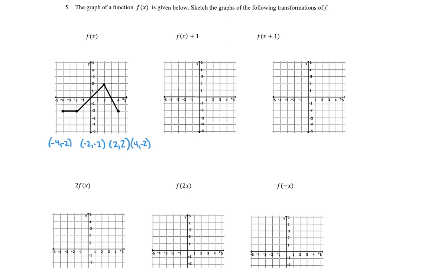For the next function, we're asked to add 1 to the function, which means for all of our y values, we're going to add 1 to them. So if we take (-4, -2), we're going to add 1 to -2. We'll get -1. If we look at our point (-2, -2), we're going to add 1 to the y value, and so on. So here are our new points.